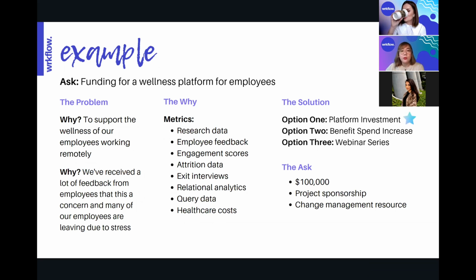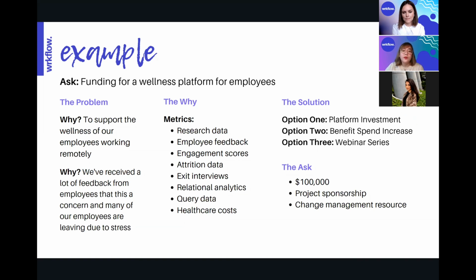But let's take a deeper look at the why. Over here, we want to support our problem statement with the metrics as mentioned. Just naming a few metrics, we could include research data, employee feedback in terms of how many people have provided such feedback and who they are and where they are from. It could also be reflected through engagement scores such as our pulse survey. And if people are leaving, our attrition data may be helpful as well, especially things that they have shared during their exit interview. These are just some examples of metrics we could use to support our problem statement.